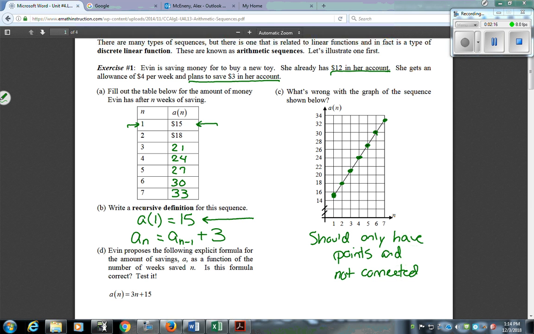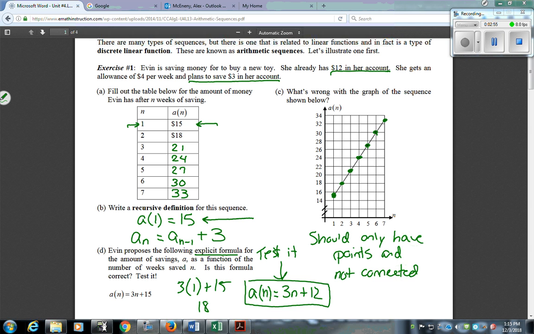Now, they proposed an explicit formula, which is very similar to a linear function, of 3n plus 15, and they say to test it. So if we do plug in 1 for n, it's wrong because we get 18. Now the one that would be correct, which would contain the slope and the y-intercept similar to a linear function, would be a of n equals 3n plus 12. Because if there was a 0 involved, it'd be 3 less than that first value, 15. So this would be the correct explicit formula. And again, you want to make sure to test it by plugging in or checking a table that'll go with that.